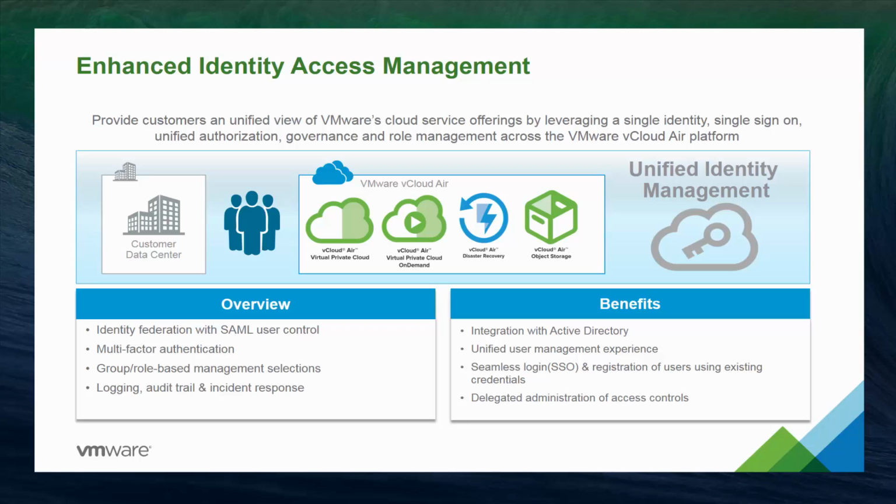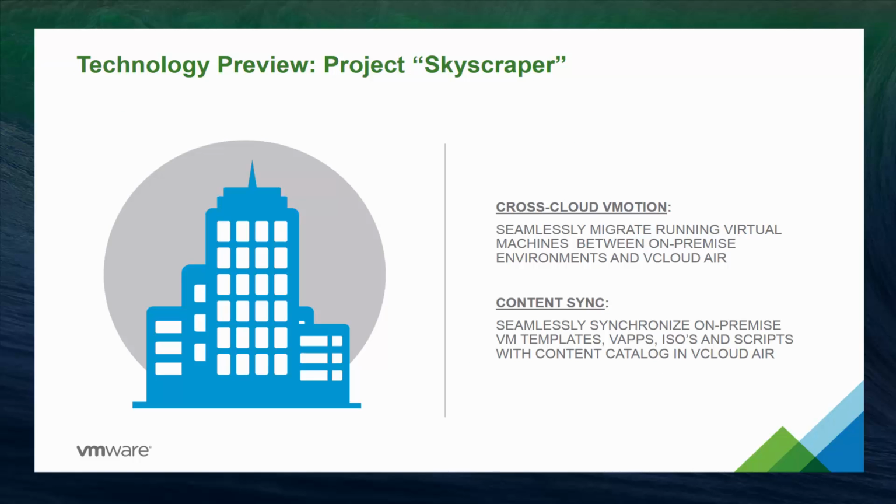So again, it allows you to be more secure and have one security model between both your on-premise data center and your vCloud Air instances. VMware revealed a technology preview of Project Skyscraper that you might have heard about from VMworld. It's a new set of hybrid cloud capabilities for VMware vSphere that will enable customers to confidently extend their data center to the public cloud and vice versa by seamlessly operating across boundaries while providing enterprise-level security and business continuity.